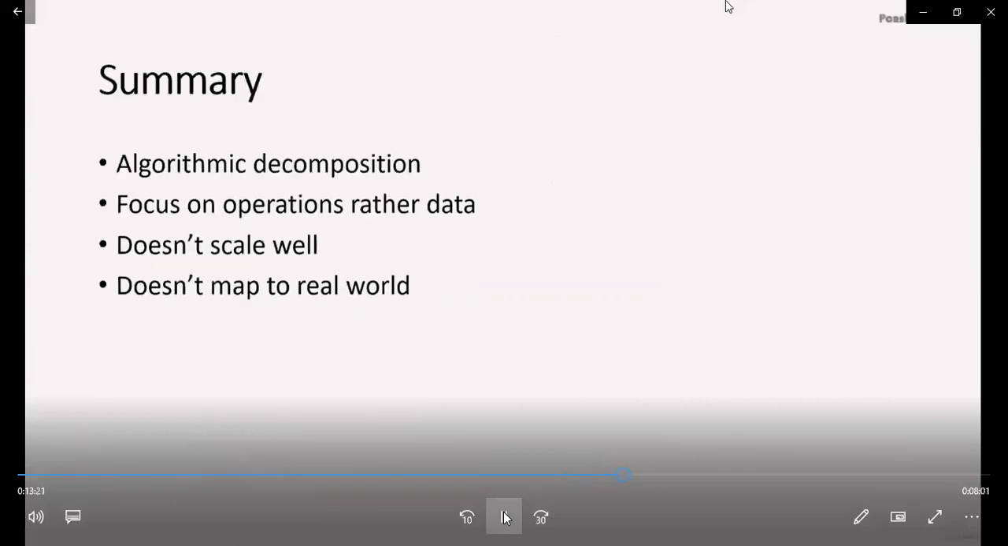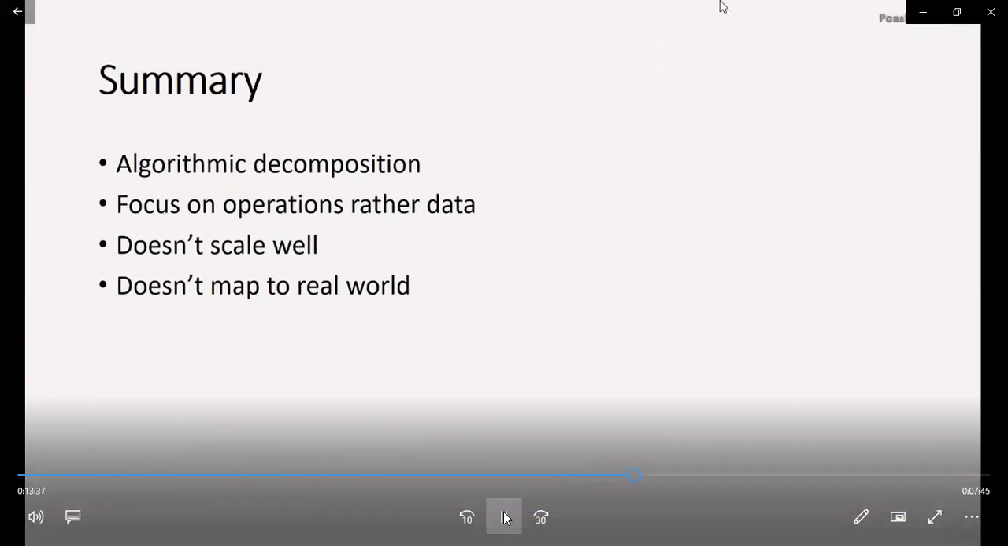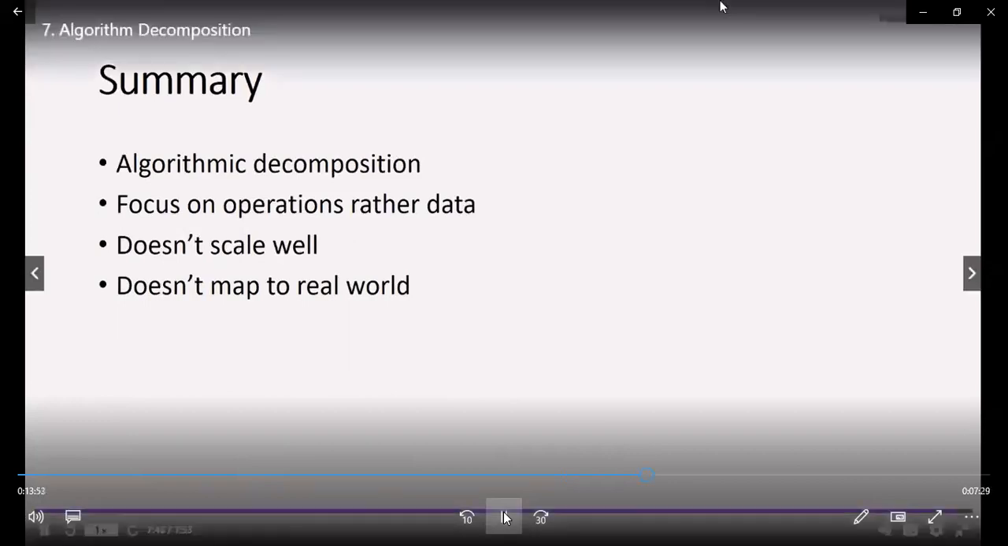So this is the overall summary I have explained here. So far, we have discussed how humans deal with complexity. We try to resolve it by breaking down the problems into smaller chunks, and that is known as algorithmic decomposition. But with algorithmic decomposition, the focus is on the operation rather than data, and that's why data is not secure. Also, applications implemented through algorithmic decomposition do not scale well, and they also do not map to the real world, which makes them hard to understand and maintain. So now let's understand object-oriented decomposition.